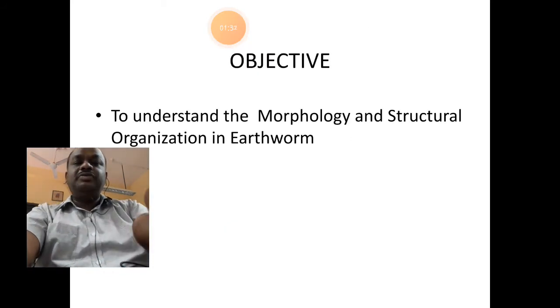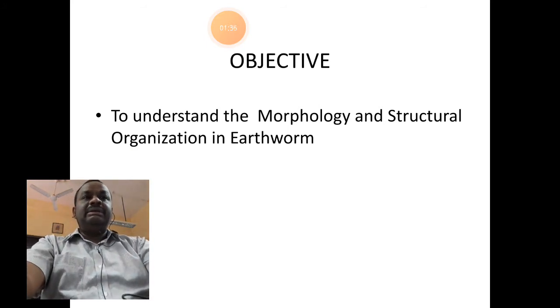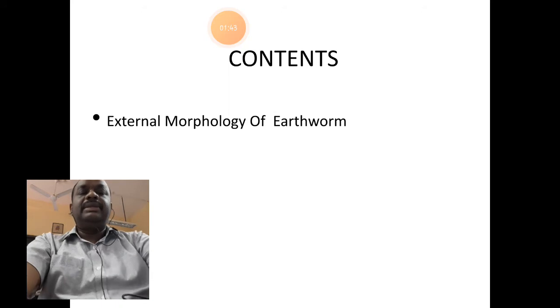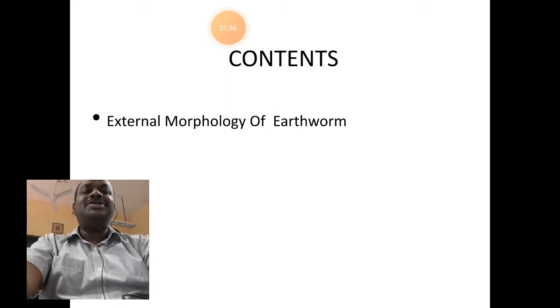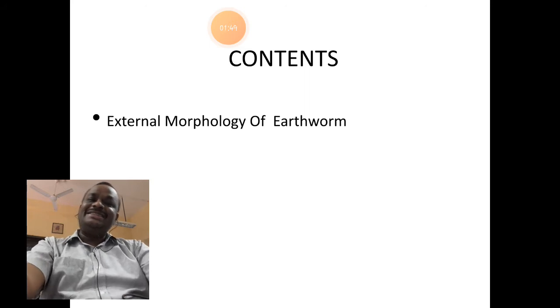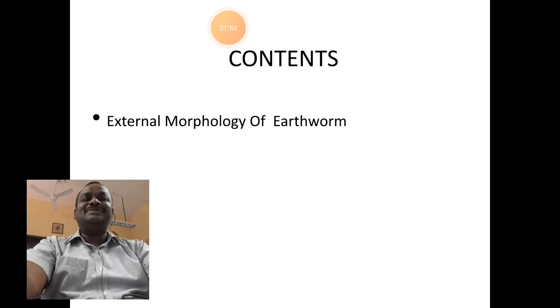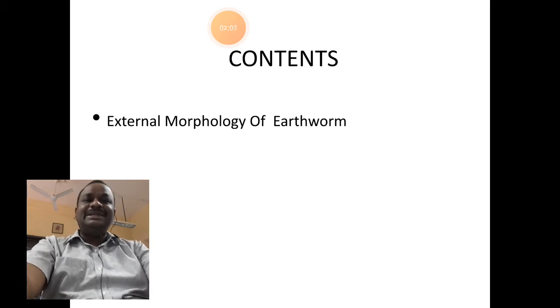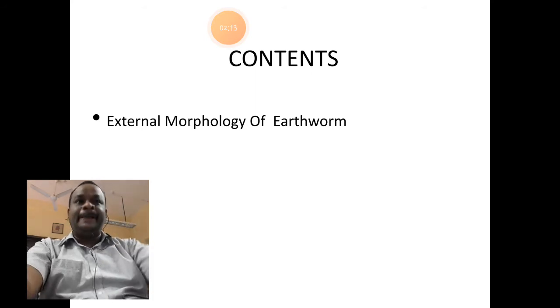The objective of today's study is to understand the morphology and structural organization of earthworm. Content includes external morphology of earthworm. Students, generally the scientific term used for external features is morphology, but in our practice we make use of both the terms. So, I have included both the terms here. Both the terms mean the same, okay? But in practice we use both, and hence I have mentioned the same in this slide.